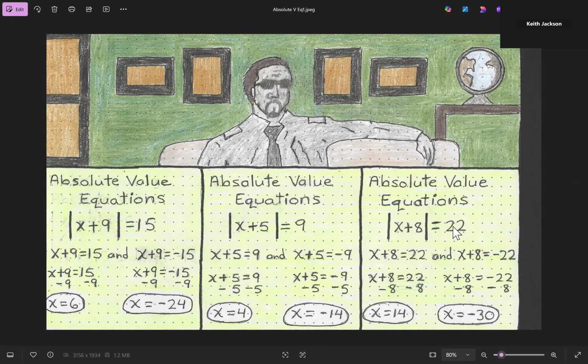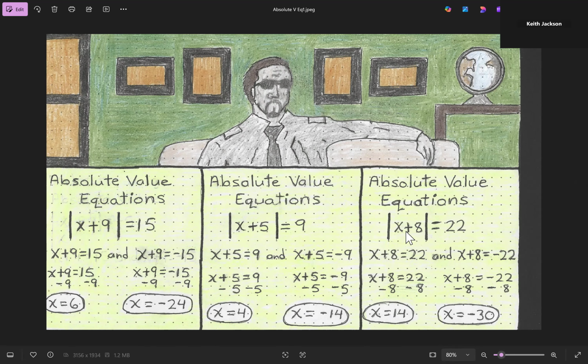And let's move on to our final example in which we have the absolute value of x plus 8 is equal to 22. Again, utilizing our two scenarios, we have x plus 8 is equal to 22 and x plus 8 is equal to a negative 22. And let's go to the first scenario and work that one out, in which we're going to subtract 8 from both sides, and we will discover that x is equal to 14.